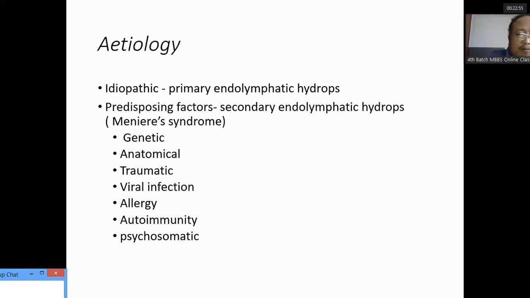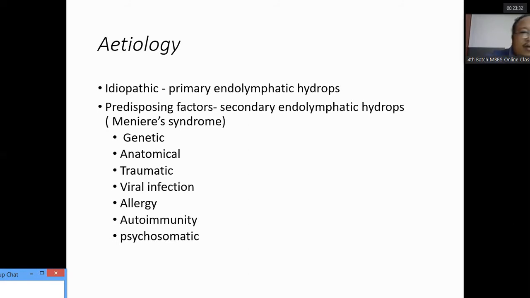As I have mentioned a few minutes early, it can be divided into the primary and the secondary. The primary is Meniere's disease. The cause is still unknown, but there might be predisposing factors, which are mentioned in the secondary endolymphatic hydrops. It might be genetic, anatomical, post-traumatic, any viral infections, allergy, autoimmune, or psychosomatic.